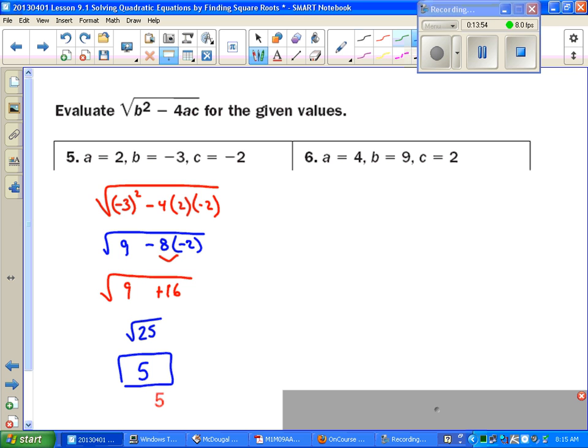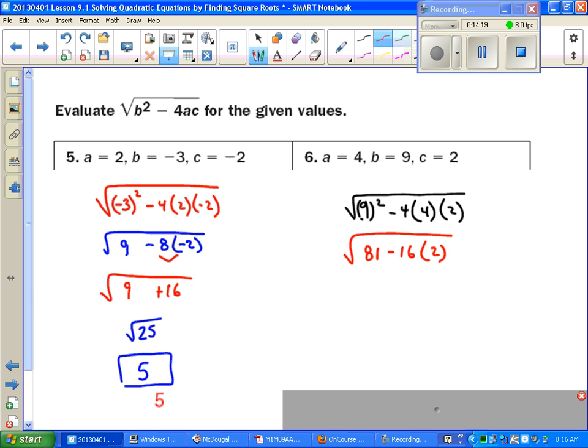Do the same thing with the other one. The square root of b squared, you go back to the values that they gave you. So b squared would be 9, again plugged in parentheses, squared, minus 4 times a's value, which is 4, times c's value, which is 2. 9 squared would be 81. Minus 4 times 4 is negative 16 times 2. And nothing to get rid of the symbol, so it's still there. Negative 16 times 2 is negative 32.